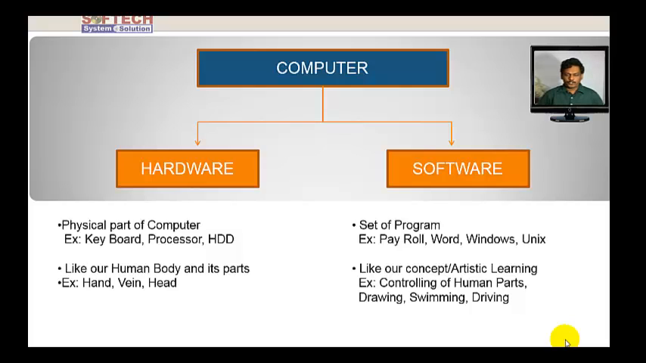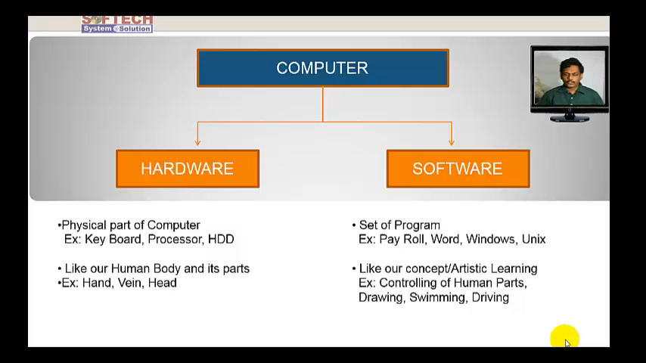For example, take our human body, the human system. The parts of the human body are an example of computer hardware. In our human body, there are legs, hands, veins, heart, blood circulation, vein connections, and eyes. These are all parts of the human body, which is the hardware of the human system.